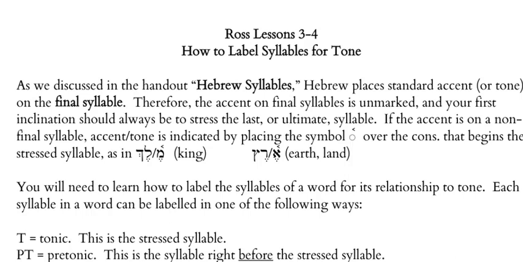So melech is one of our examples. Notice it has the little accent mark right there. Why is it there? Because normally you assume final syllable stress unless marked otherwise, and this is a first syllable stress word. So not melech, but melech. Eretz has first syllable stress, and therefore there's an accent mark there, for earth or land.